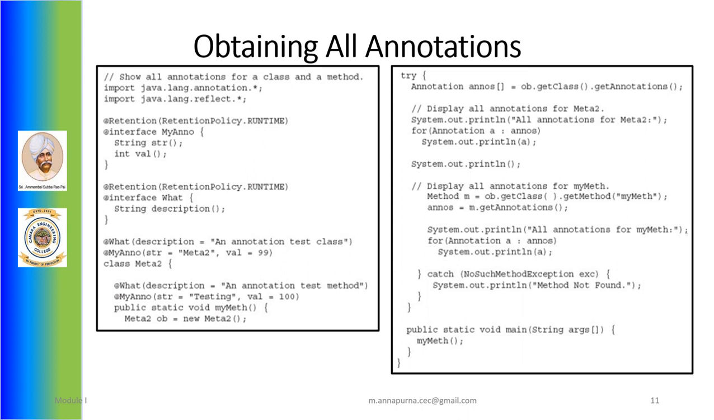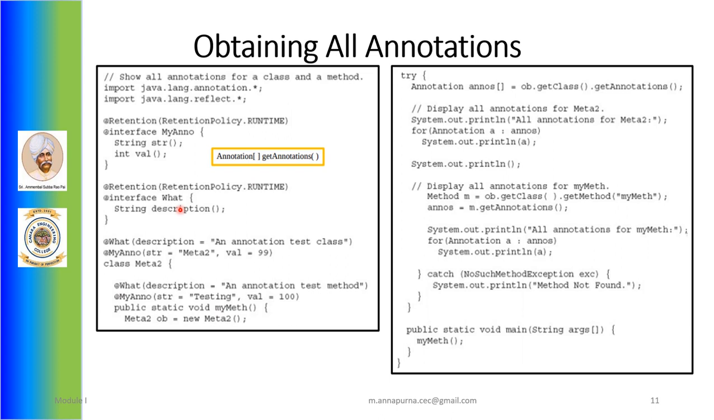The getAnnotations general form is Annotation[] getAnnotations(). This returns an array of annotations. The getAnnotations method can be called on objects of type Class, Method, Constructor, and Field, among others. This is a reflection example that shows how to obtain all annotations associated with a class and with a method.